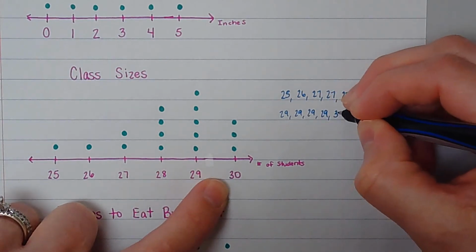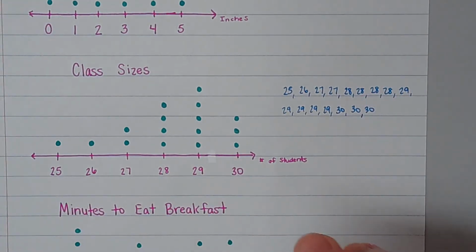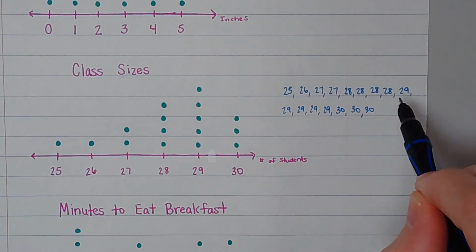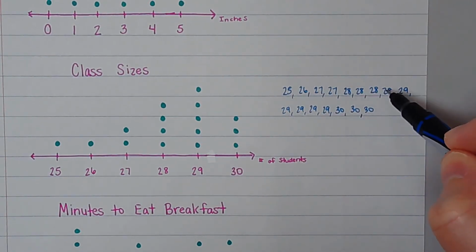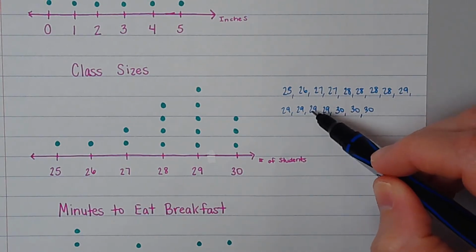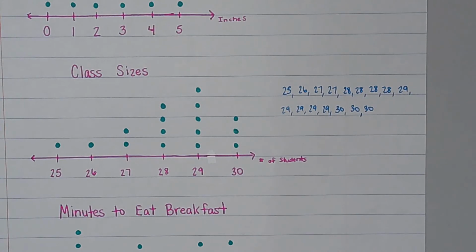And then I have 3 30s. All right, so if I wanted to find the mean, remember the average, you add all these up, and then you divide by 1, 2, 3, 4, 5, 6, 7, 8, 9, 10, 11, 12, 13, 14, 15, 16. Divide by 16, that's going to give you your average class size.